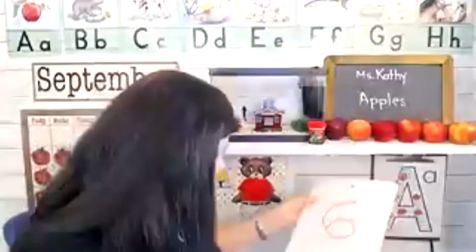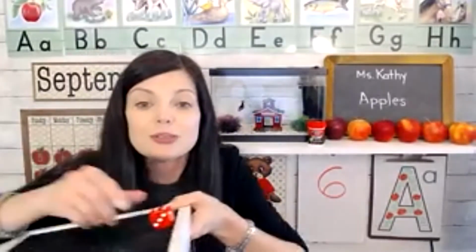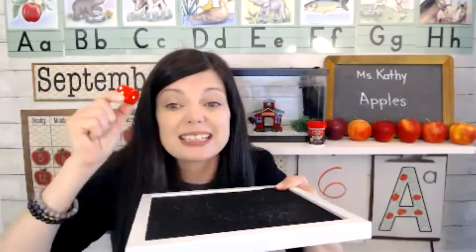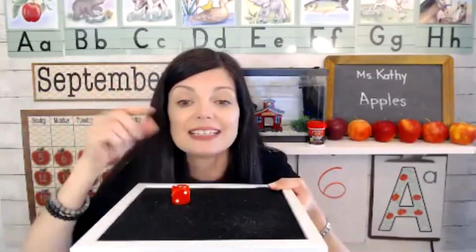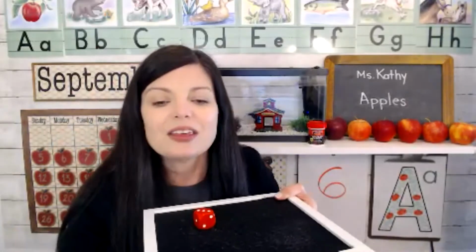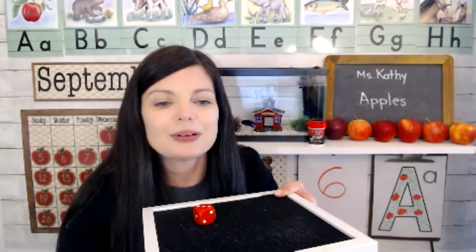Well, I want to play a game with you, and I think the perfect thing to use is a dice because it has 6 sides. So there are 6 numbers on this dice. I'm going to roll it, and then you can help me count the dots, and then we're going to be adding apples to this apple tree.